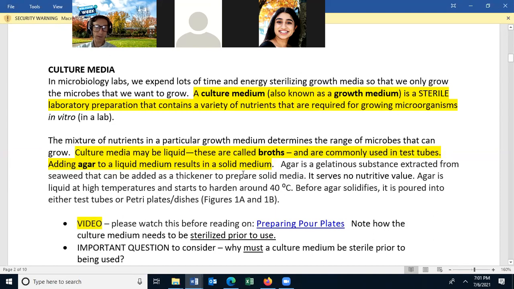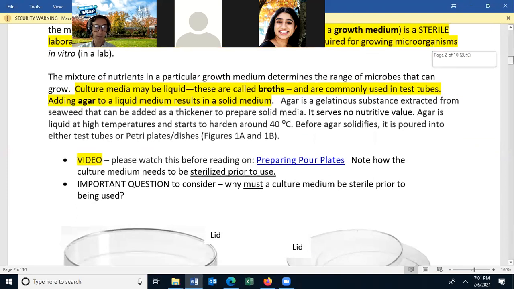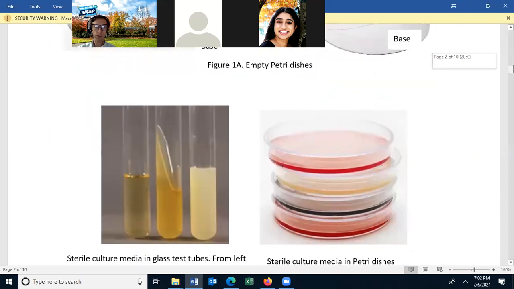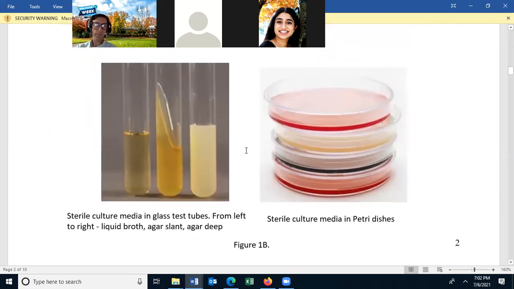An agar can be used in a test tube as well as in an agar plate, meaning you pour the agar while it's hot into a plate. Agar is a substance derived from seaweed, and we'll talk a little bit about that later. We have a video for you to watch on preparing pour plates. So you should note how the culture medium needs to be sterilized before use. And then you pour it.